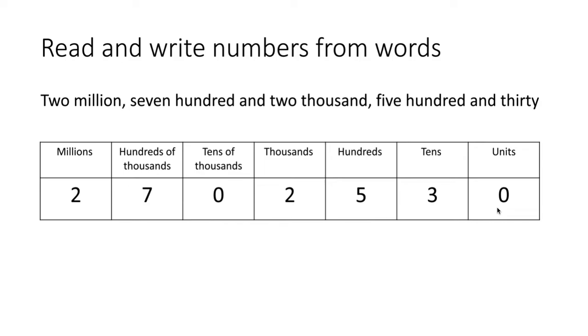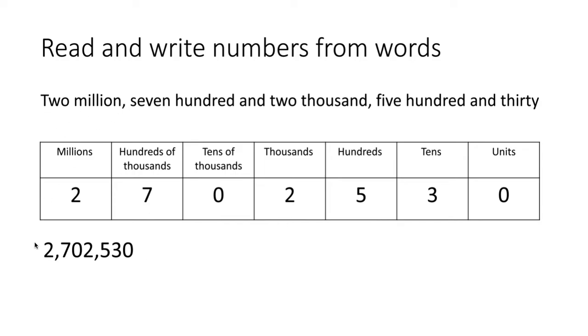2,702,530. Hopefully this part here didn't trick any of you. 702,000. There aren't any tens of thousands, but we still need our 0, the place value holder. And as a number, 2,702,530.